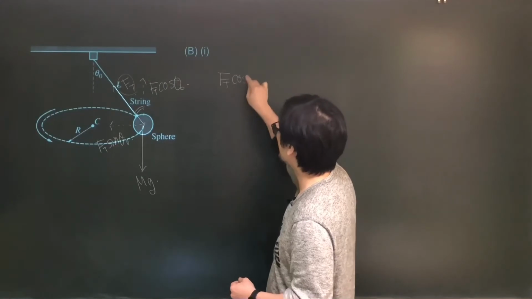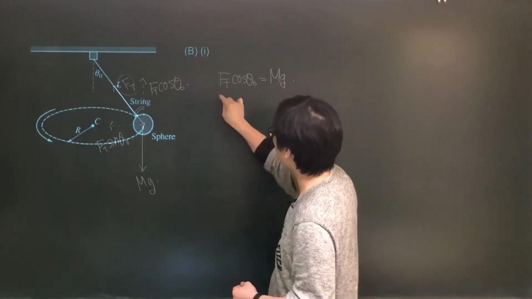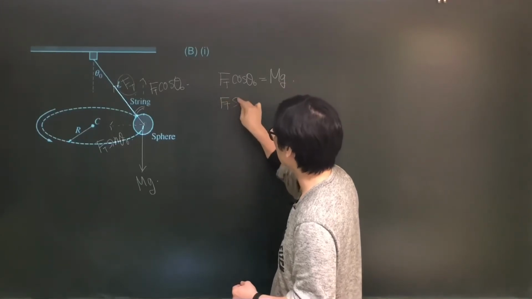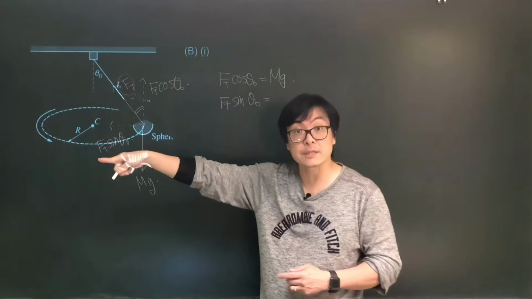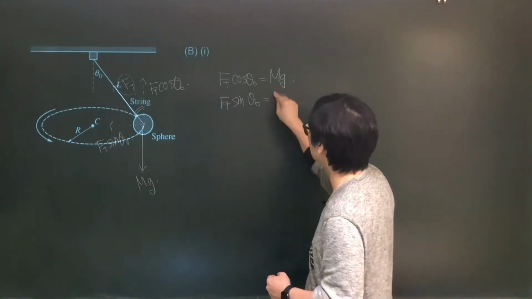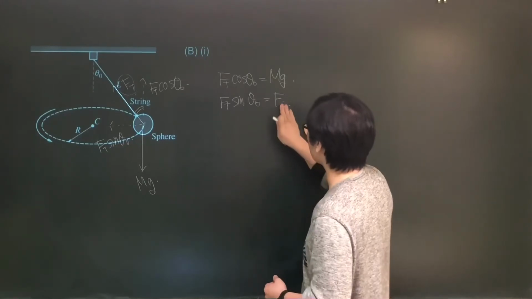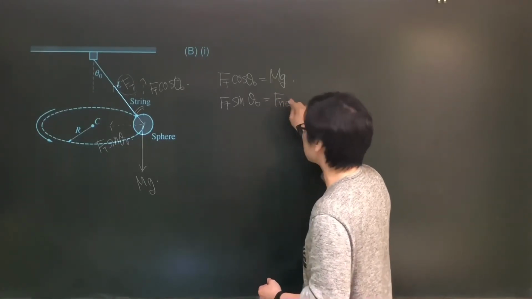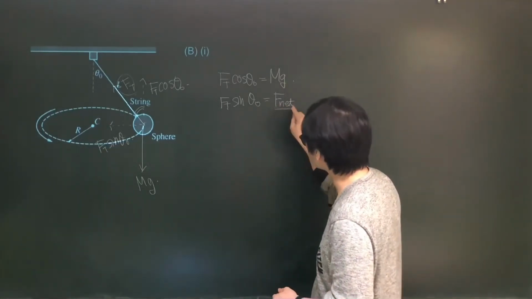So tension cosine theta 0 is equal to mg, and in the horizontal direction, tension sine theta 0 is the only force toward the center, so that is equal to the centripetal force, which is the net force. I'm going to use net force. Of course, that is a centripetal force, but this question asks about the net force. I'm going to write down the net force here.